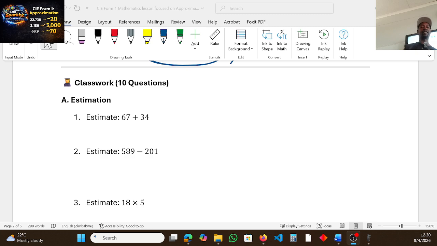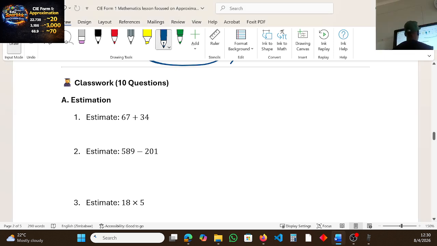This time around, we are just going through 10 similar problems to the previous ones that we saw when we were introducing approximation. Because we've got the concepts in mind, let's see how best we can use them to solve these problems. The first problem, we are required to do an estimation of 67 plus 34.